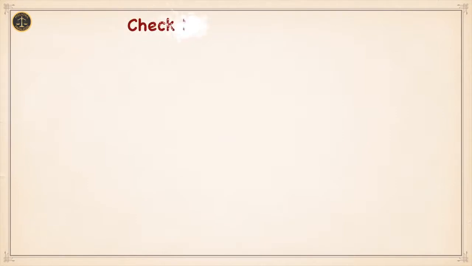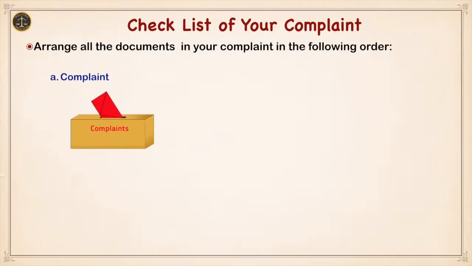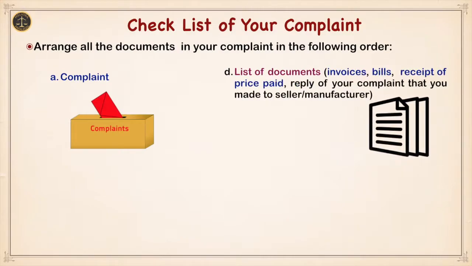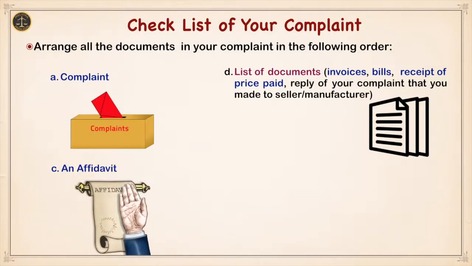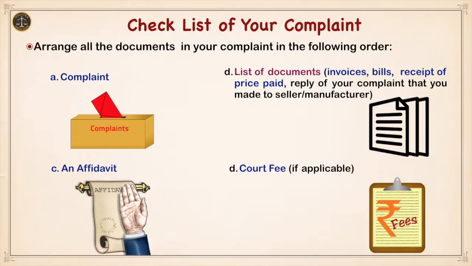Now, the checklist. If you are going to file your complaint, the following is the checklist that you need to check first. That is, the complaint. Next, list of documents, that is invoice, bills, receipt of price paid, reply of your complaint that you made to seller, manufacturer. Next, an affidavit. And lastly, the court fee, if that is applicable, because as we have discussed above, for a claim of less than 1 lakh, you don't need to pay any fee.